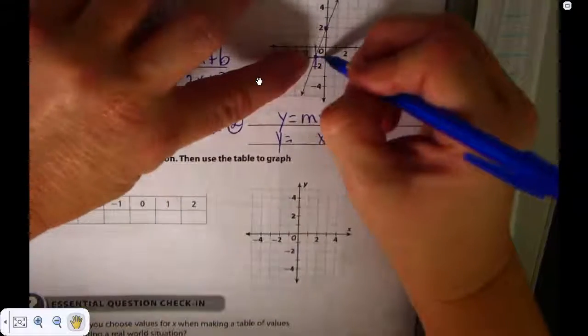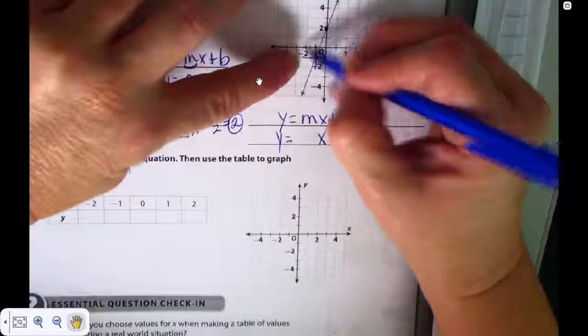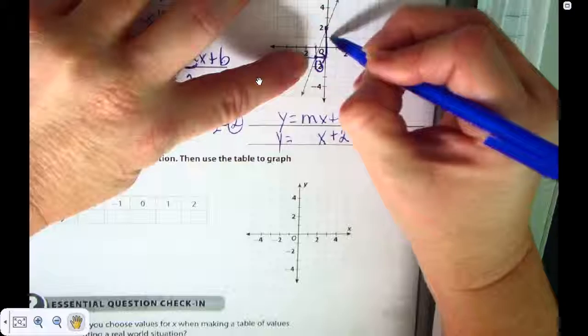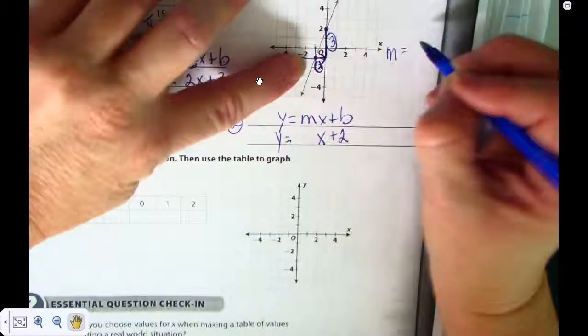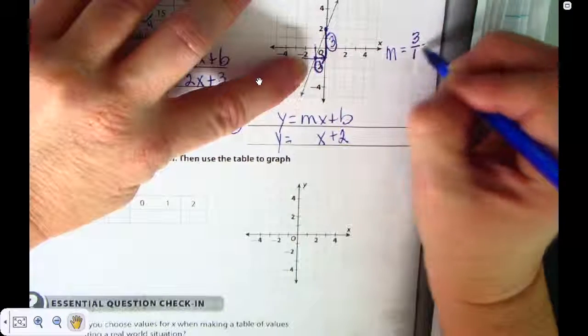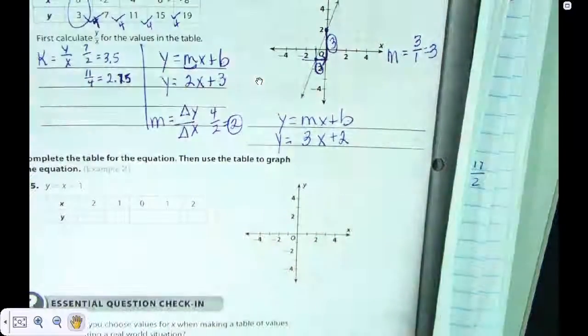So I'm going to go over how many? 1, because it's counting by ones. Be careful. Put a 1 there. And it's going up how many? 3. So the slope is 3 over 1, which equals 3. I was hoping everybody could say that.